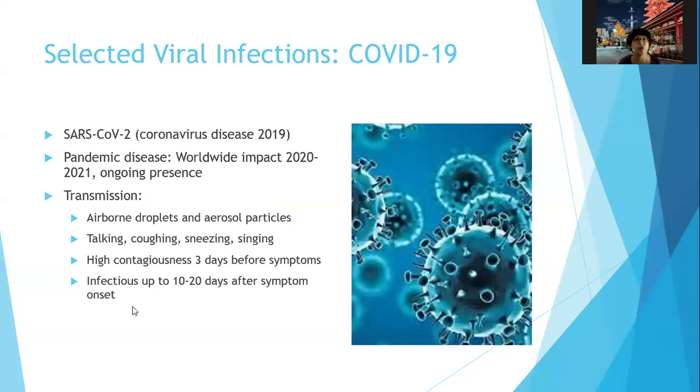COVID-19, it's SARS-CoV-2, which is coronavirus disease 2019. We all know about the pandemic. It's transmitted by aerosol particles and airborne droplets, so it can travel far. Talking, coughing, sneezing, singing, highly contagious 3 days before you become symptomatic, and infectious up to 10 to 20 days after symptom onset. The first version of COVID that came out was extremely deadly. Now the newer versions are less deadly, but get vaccinated.